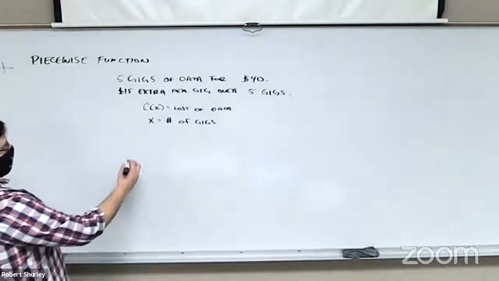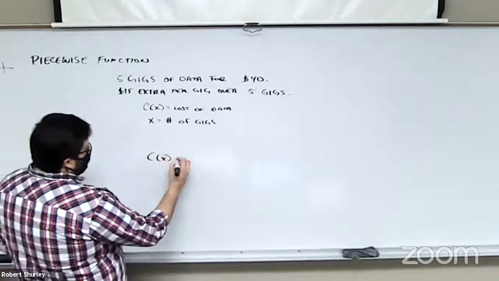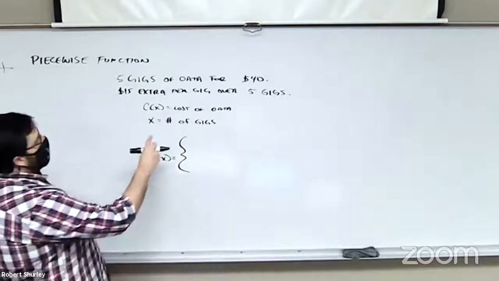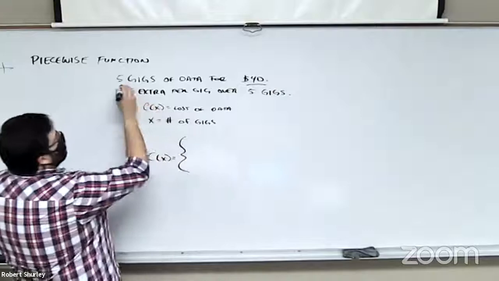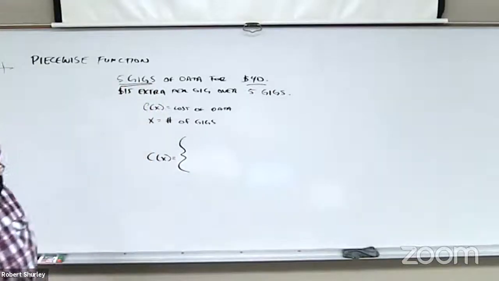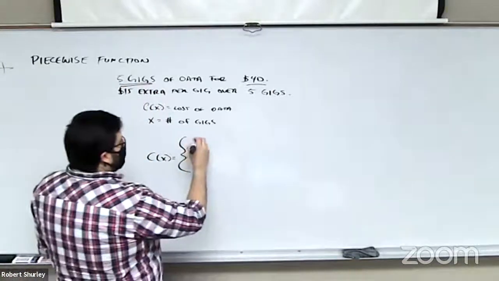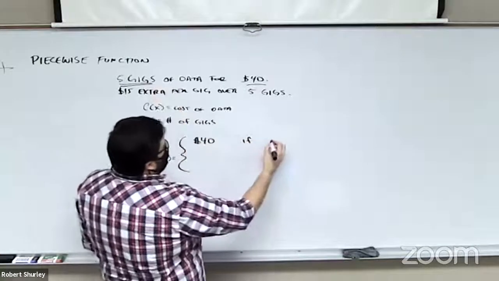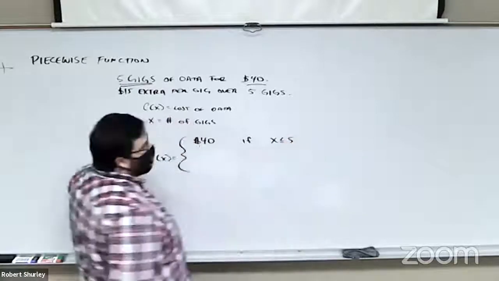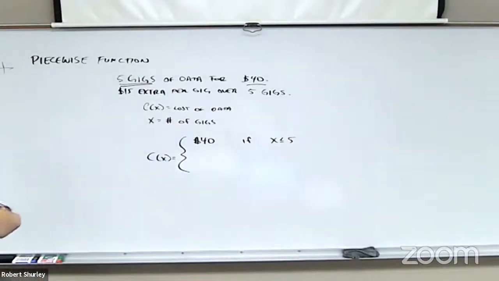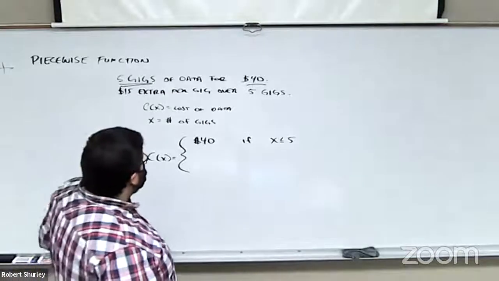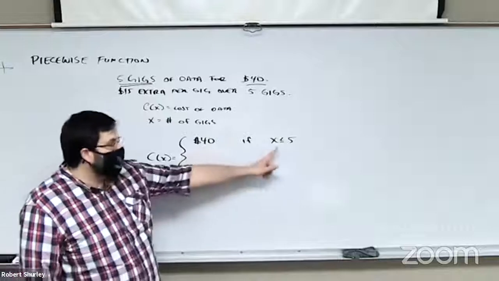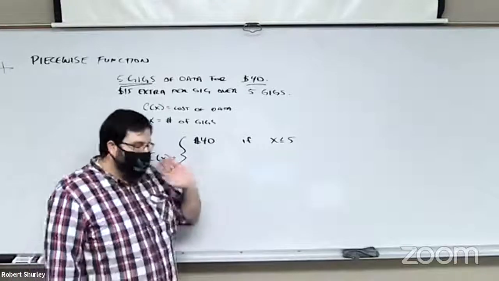Okay, so how would this look? Well, we've got C of X equals, right? And we know it's going to be $40 as long as we stay under 5 gigs. So I'm going to even write this as money. It's going to be $40 if we could be equal to 5 gigs, right? If we stay less than or equal to 5 gigs, we're at $40. And that makes sense. If I use 1 gig, $40. If I use 4 gigs, $40.